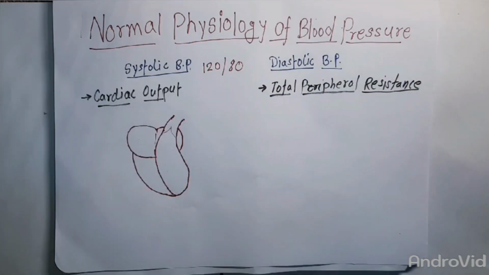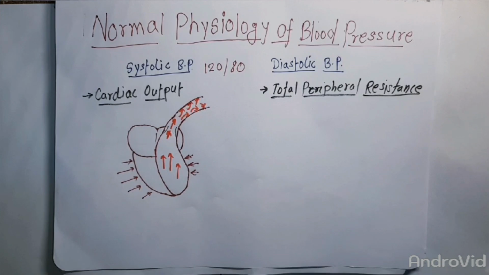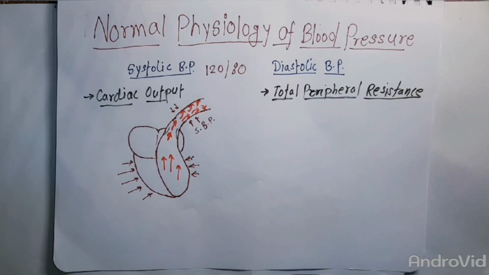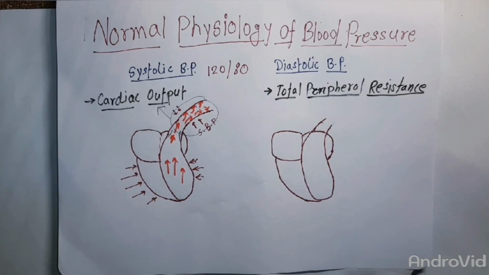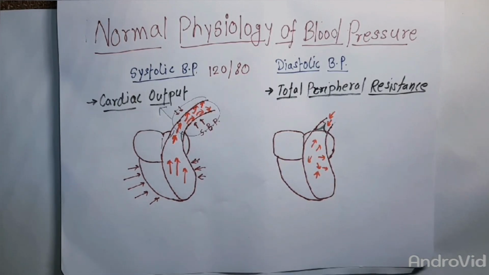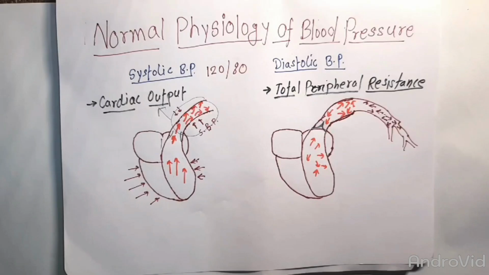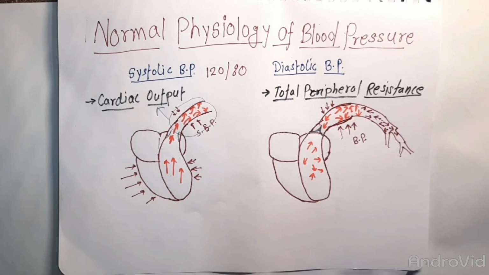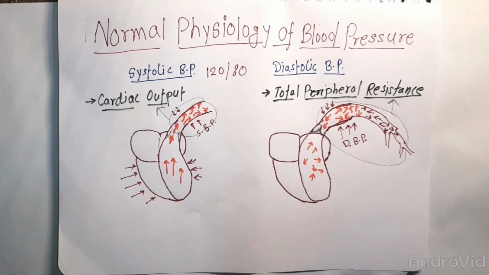So during systole, what happens? When the ventricles contract, the valve of the aorta opens and the blood goes into the aorta and some pressure is exerted on the wall of the aorta, which is the systolic pressure. So this pressure mainly depends on the cardiac output. And then during the diastole, what happens? The aortic valve gets closed. Then the wall of the aorta is slightly distended due to the pressure exerted on it by the peripheral resistance. Then the measured pressure is the diastolic BP, which mainly depends on the total peripheral resistance.